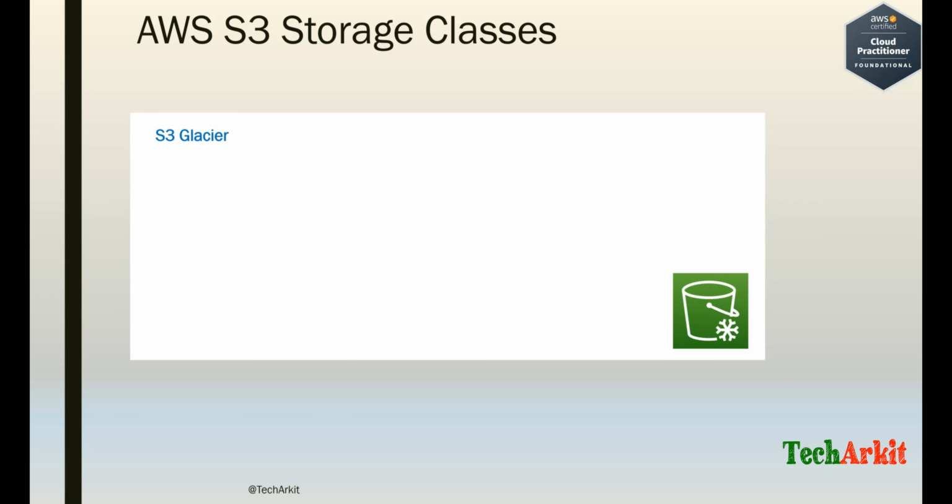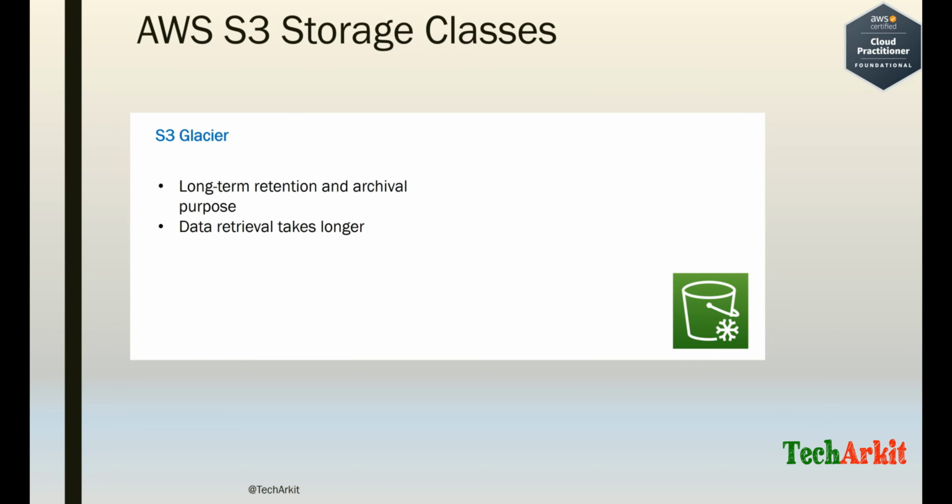So there is a storage class called Glacier. What does Glacier do? It is for long-term retention and archival purposes. This is not like the S3 standard or the frequent or infrequent access classes. This is mostly for archival purposes. For example, if you have a copy on premises and you want to have an archival copy of that, then you can keep that archival copy stored in Glacier.